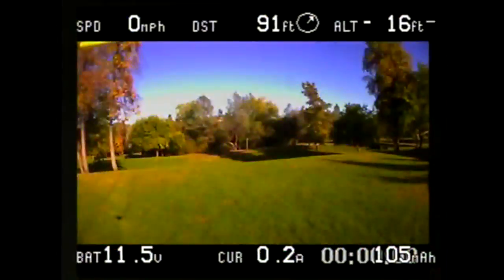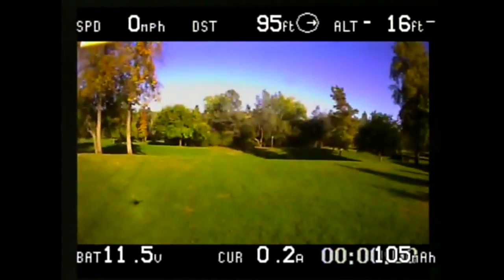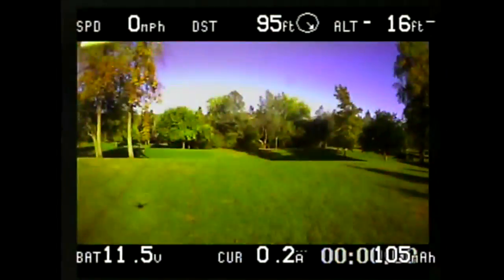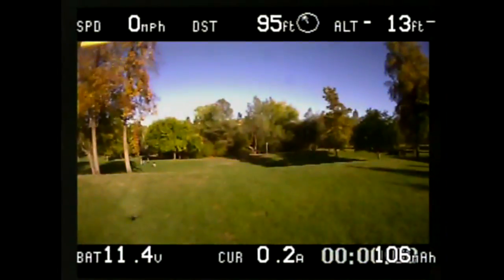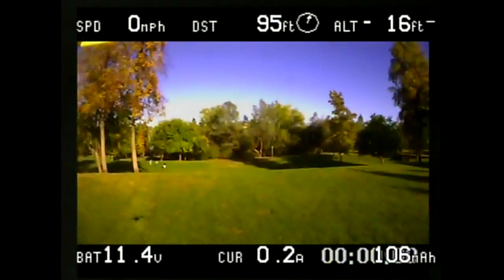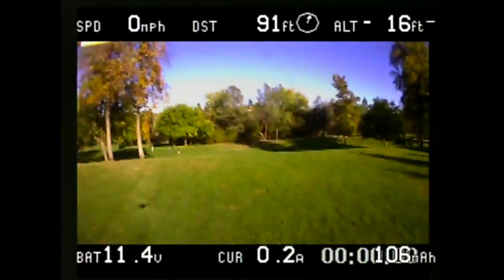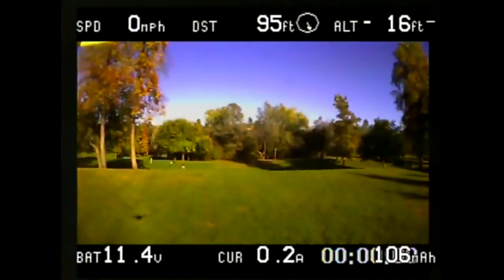I do have a bit of a plug problem. My AV video plug doesn't quite match my ground station monitor, so I'm getting a little bit of static.